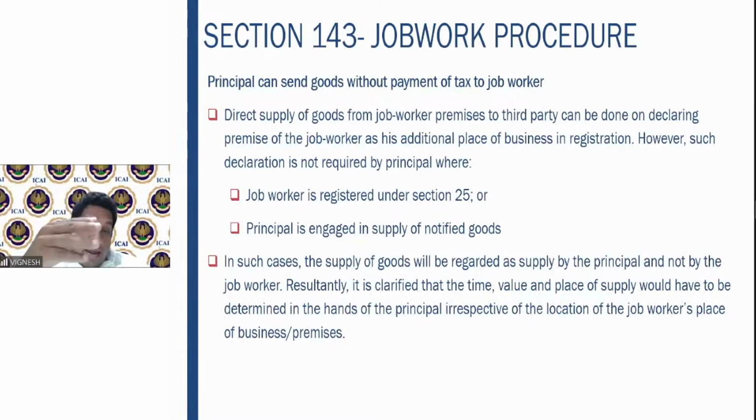You need to add that particular place of business. You need to give the address proofs for that, that is your latest electricity bill or the rental agreement. And with that, you have to update it in your GST portal. So additional place of business has to be updated. But declaration of additional place of business is not required if, number one, the job worker himself is registered under GST, and number two, the principal is engaged in supply of notified goods.